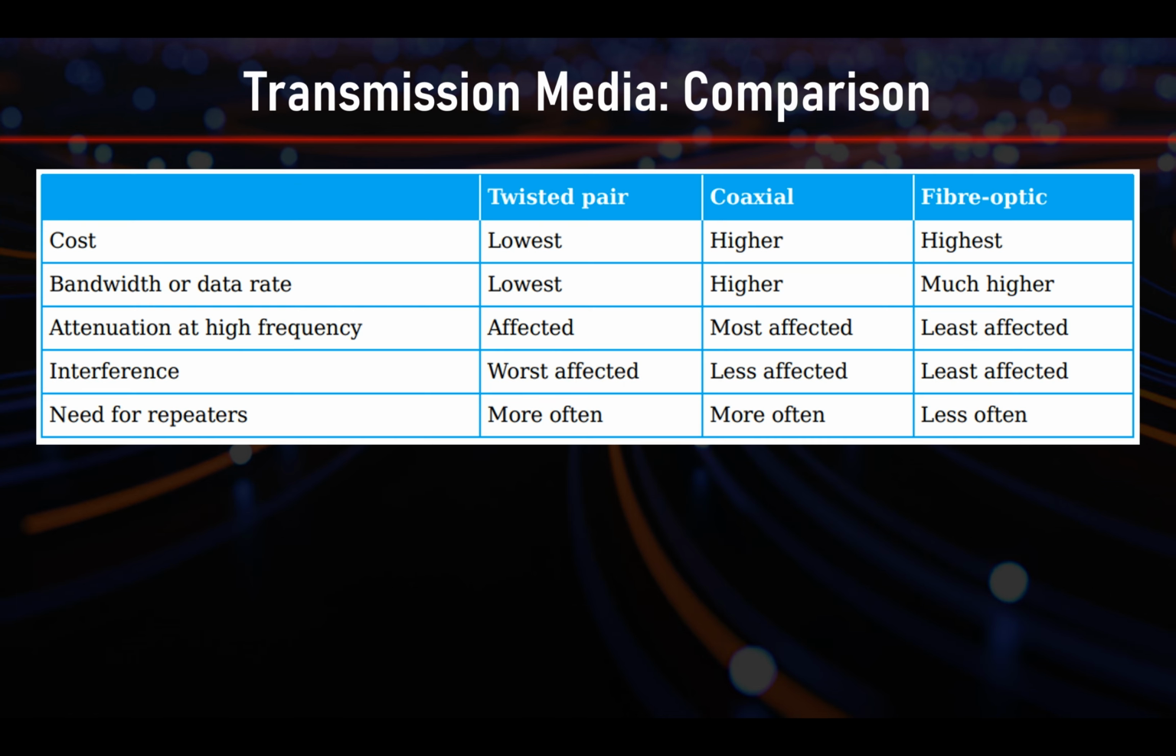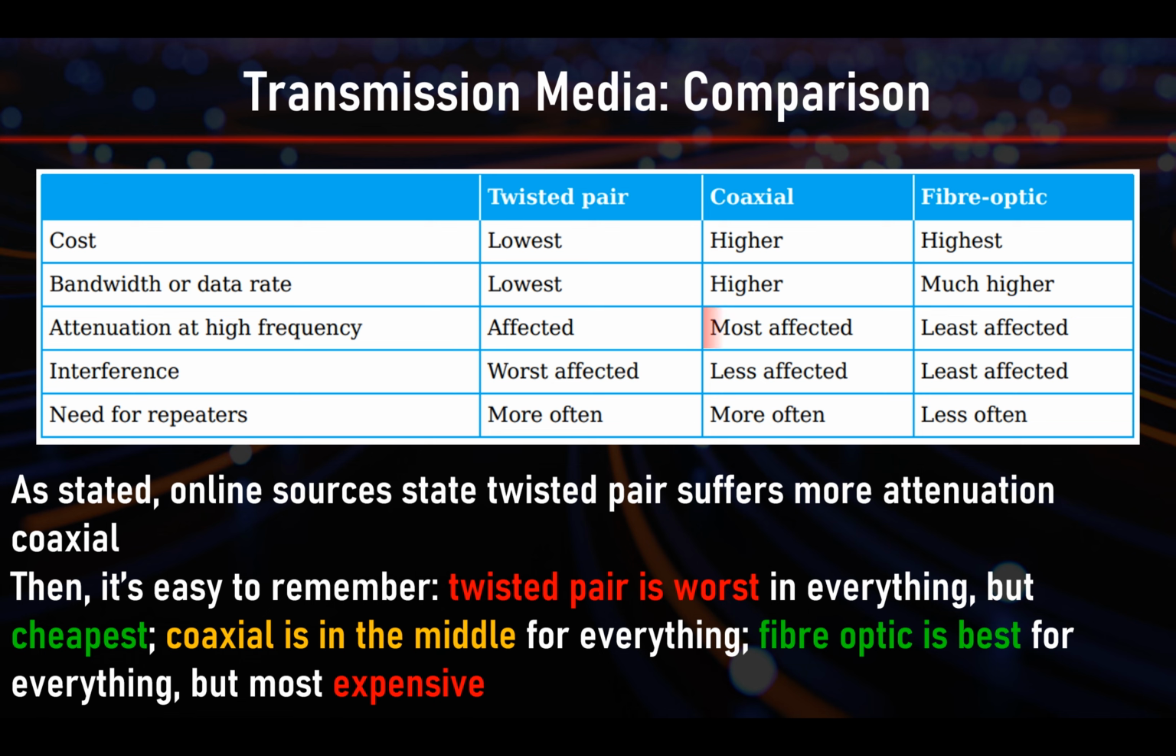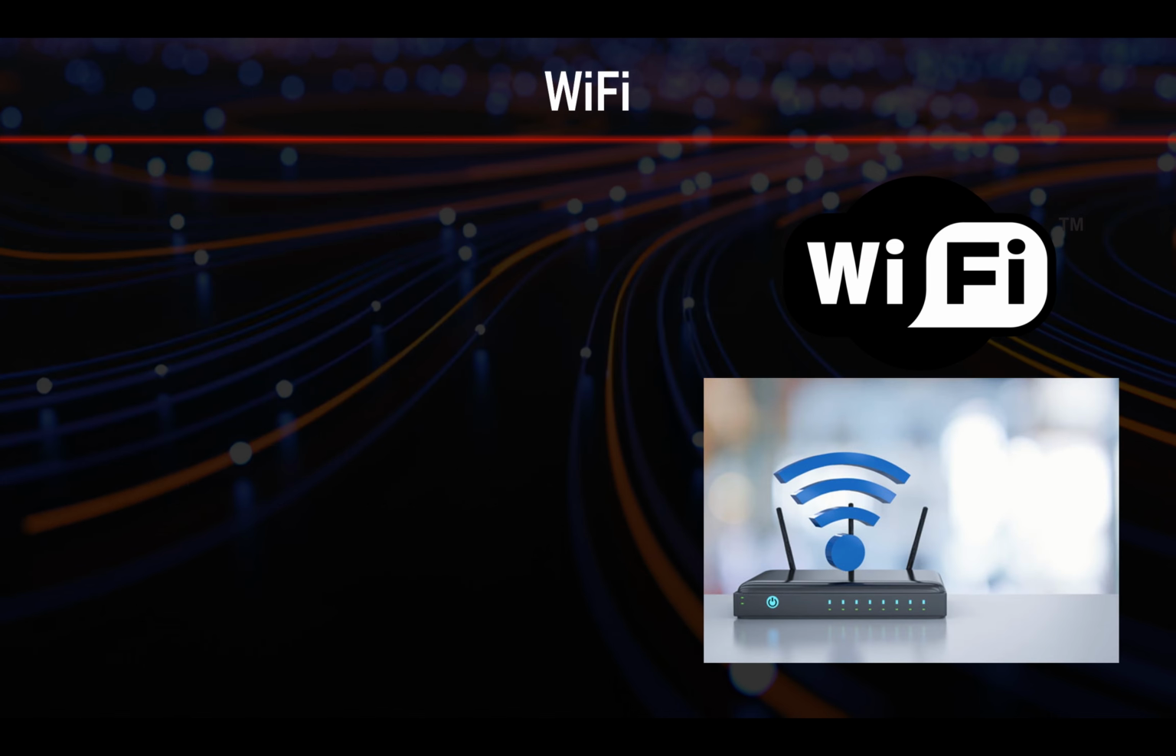So if we have a comparison now, I'm going to put this one in red, since the sources online actually disagree with this. Maybe it looks like a lot of information, but it's actually quite simple. Twisted pair is the worst, but it's the cheapest. Coaxial is in the middle, and the middle price. Fibre optic is of course the best for everything, however it's the most expensive. Hopefully that relationship is quite easy to remember.